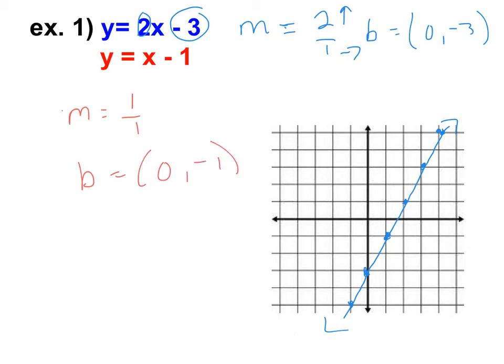So we're going to start at 0, negative 1, put a point, and then our slope tells us to move up 1 and 1 to the right. So here we go, up 1, 1 to the right, up 1, 1 to the right. Okay, I can stop now because I can see that the lines have hit a point in common, and that's really all I want to achieve with this.